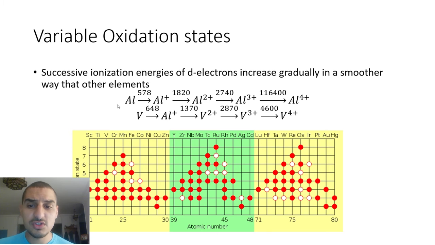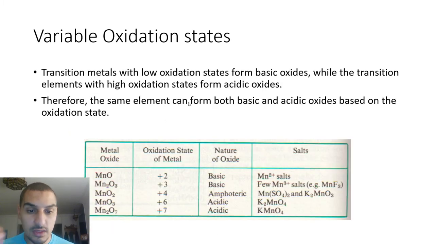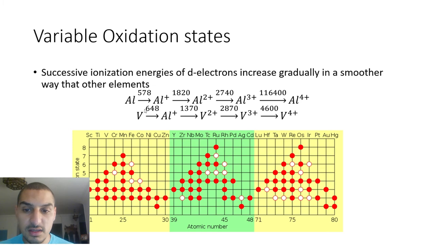So the ionization energies for a non-transition element will be 578 for aluminum, for instance, and then it's going to be 1800, and then 2700, and then 11,600. So there are big jumps between each one of them and the other. So it's not easy to go from one oxidation state to the other. However, here you would find that the jumps are not as big. It's going to be doubled, and then almost doubled, and then less than doubled. So it's easy to go from one oxidation state to the other, and this makes the transition elements able to form more than one oxidation state.